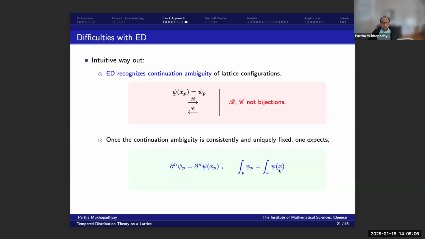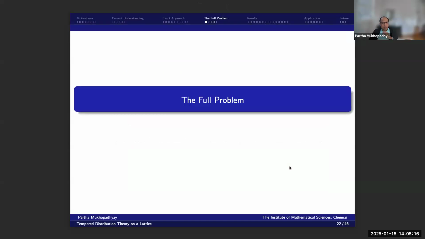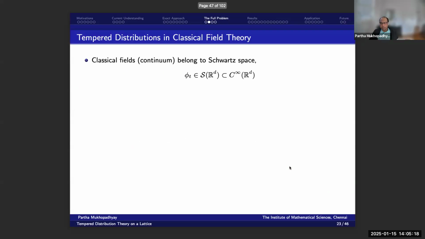Okay, so these are the goals. One has to establish these relations, but there are more complications to this problem, which is the full problem that I'm now going to describe. What is the full problem? The full problem: let us apply this basic idea of having an exact calculus to classical field theory. In a classical field theory, you have the classical fields at a particular instant of time.